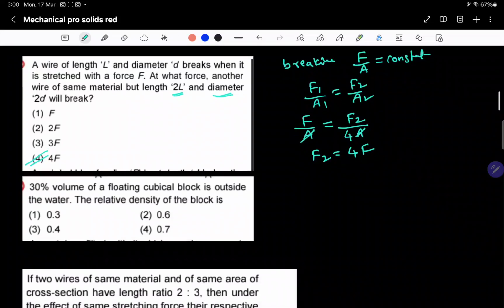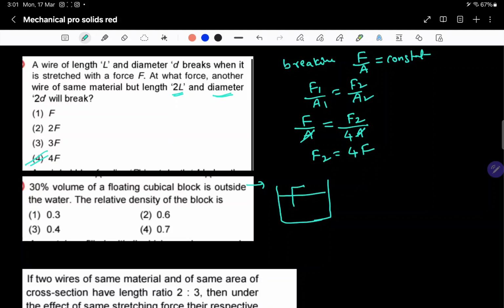Okay. Please note down, important. Next, students, this is a fluids related question. If 30% volume of a floating cubical block is outside the water, then what is the relative density of the block? Listen.